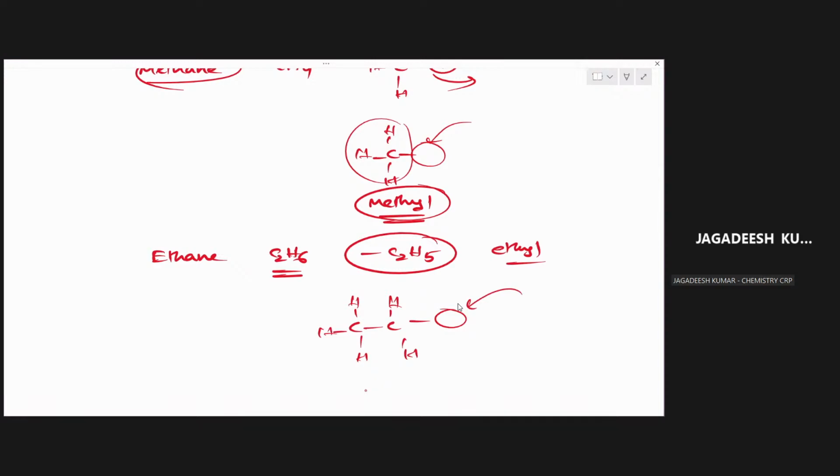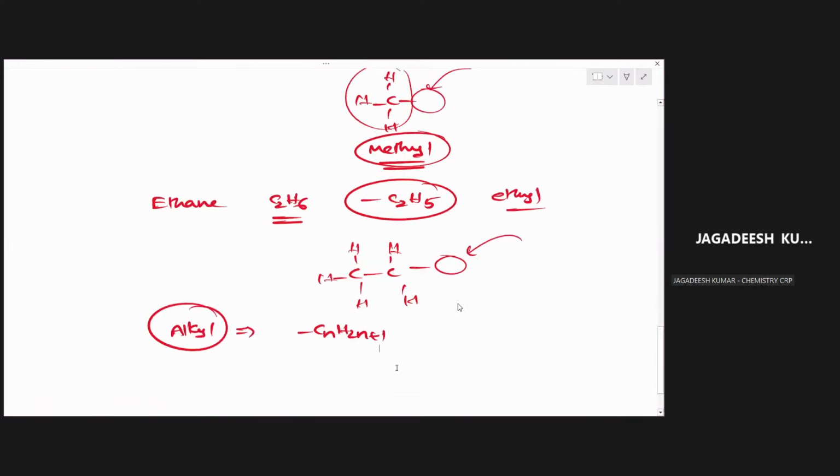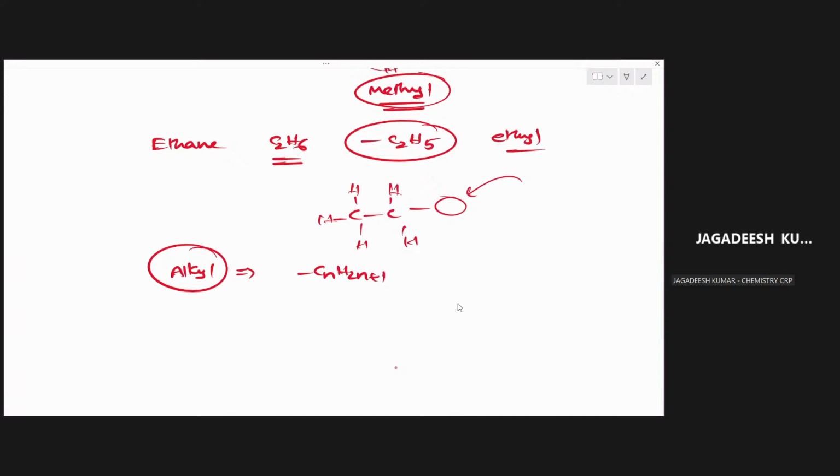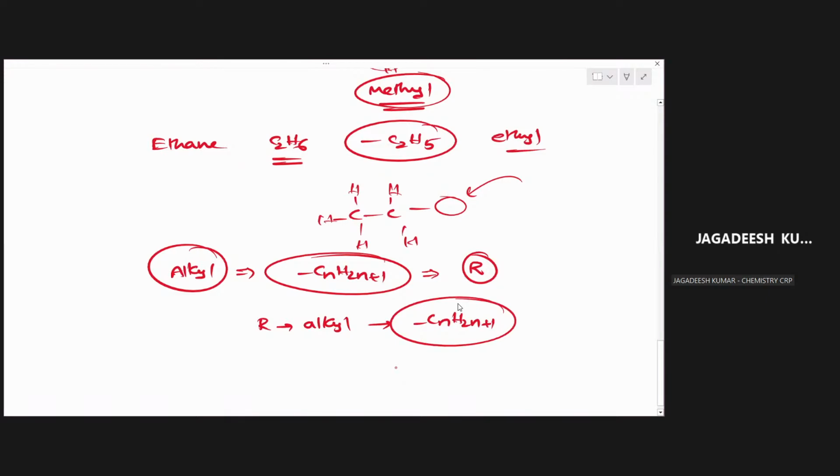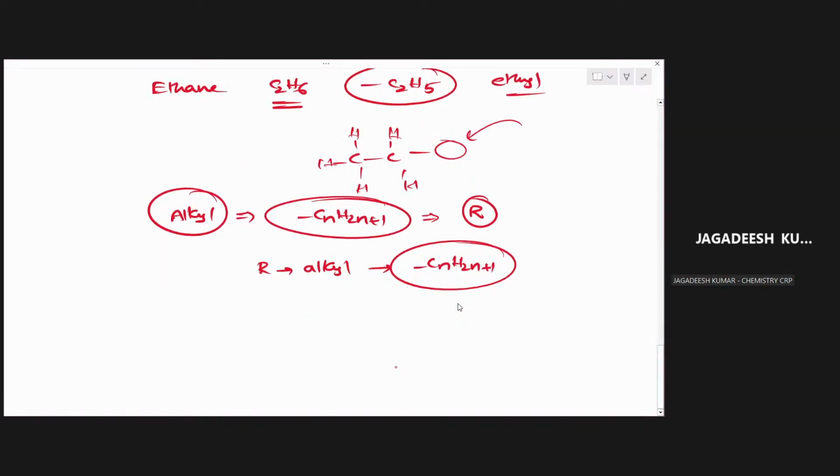So the overall common name is alkyl. And what is the general formula? CnH2n plus 1 only. Because alkanes have 2n plus 2 hydrogens, but alkyl has 2n plus 1 hydrogens only. So this is the general formula. The general representation of an alkyl group is R. Here capital R represents the alkyl group. Alkyl means what? CnH2n plus 1. I think you got clarity regarding alkyl.